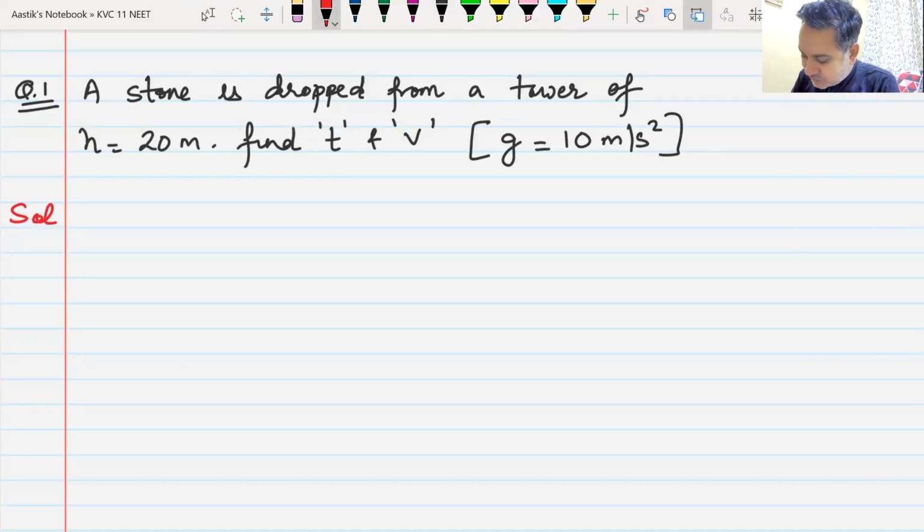So this is a straightforward question. A stone is dropped from a tower of height 20 meters. After how much time it falls and with what velocity it falls on the ground? Two questions, simple ones. Please tell me the answer.